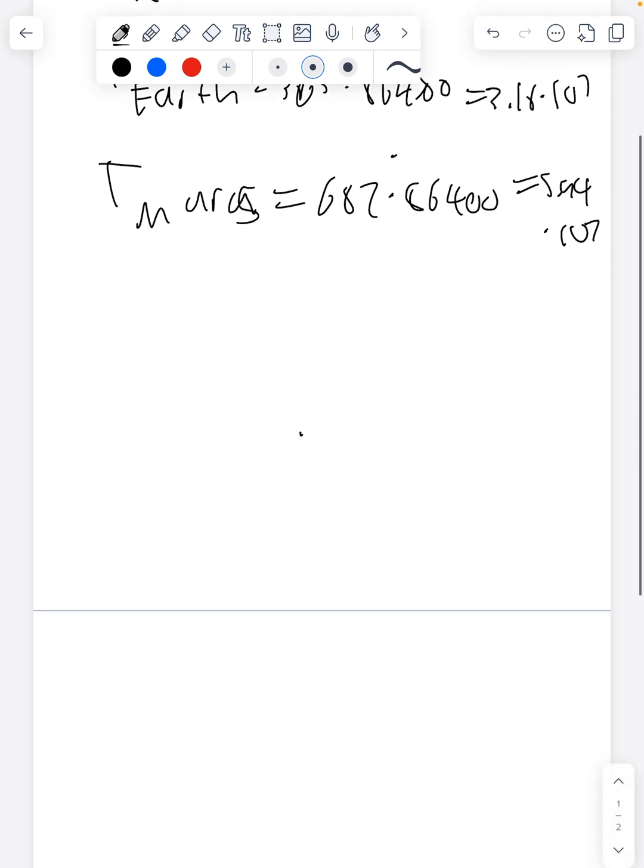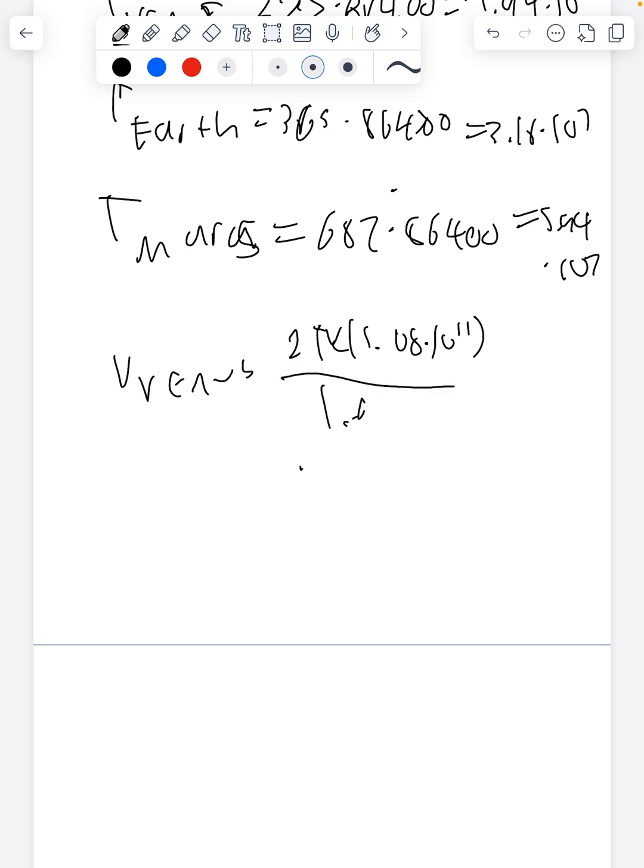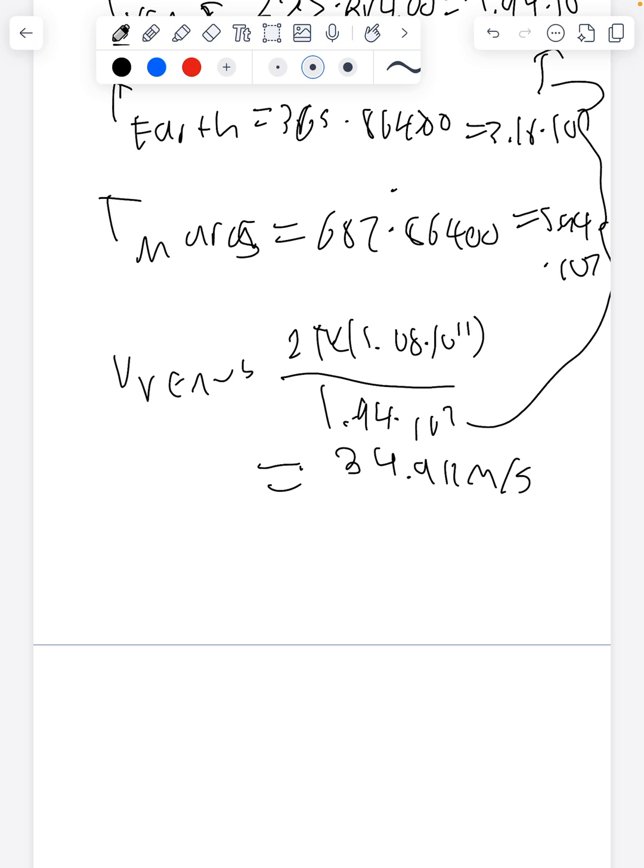To compute the orbital speeds, you know what R equals now. I'll do this one for Venus first. It goes 2 pi times 1.08 times 10 to the 11 over 1.94 times 10 to the power 7. Again, we're just using what we did earlier. When you put that in the calculator, you'll get 34.9 kilometers per second for Venus.